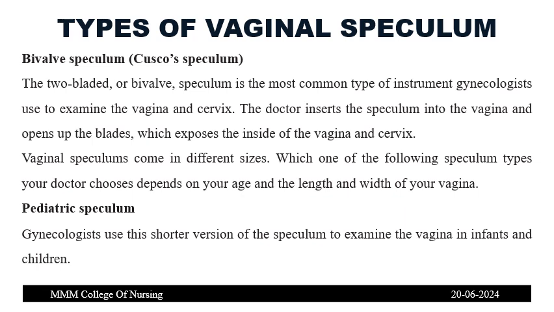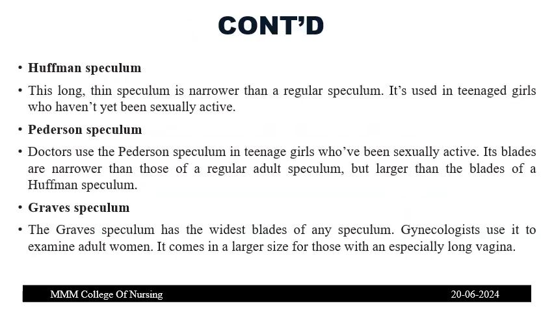Which type of speculum your doctor chooses depends on the age and the length and width of the vagina. So according to the age and the length and the width of the vagina, the doctors will choose the type of speculum they are going to use. The second type is the pediatric speculum. Gynecologists use a shorter version of the speculum to examine the vagina in infants and children.